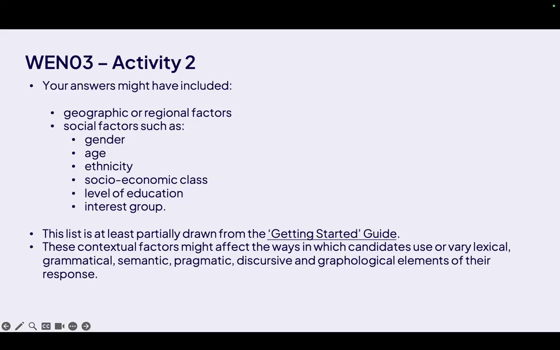These contextual factors might affect the ways in which candidates use or vary their lexical, grammatical, semantic, pragmatic, discursive, and graphological elements of their response. So you need to go over all those aspects with them, and I think you will know about them now because I mentioned them in papers 1 and 2, and if not, they're in the mark scheme. It would make sense to engage with them about this. Get them talking, get them understanding. Context, I think they will have covered further down the school, and they had to know about context for their IGCSE, so it shouldn't be too new for them.